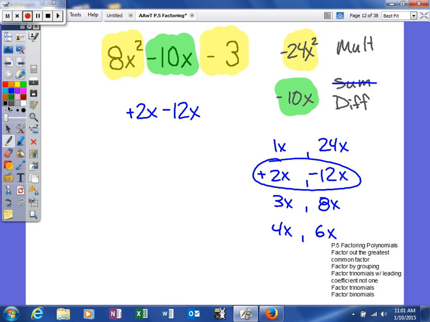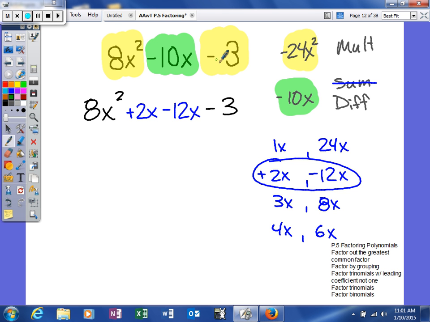One of the common questions I get is, does the order matter? If you put a negative 12x and a positive 2x next, or if you switch the order, it won't matter when you're factoring. It doesn't matter the order in which you put those two things, but the important thing is that you find those numbers correctly. They have to multiply to give you this and add to give you this. And I think those two numbers do that.